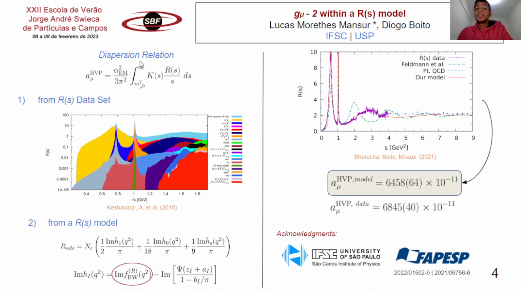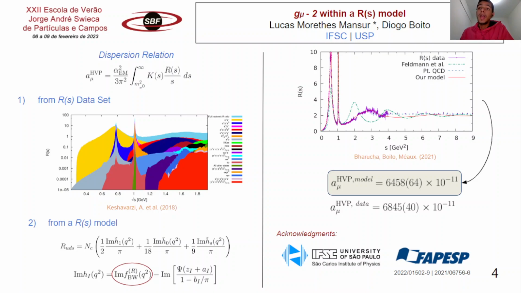The R(s) model that I chose to study is the one that Bharucha, Boyd, and Melnikov constructed in 2021. It's basically an R(s) function based on the light quarks, up, down, and strange. They wrote the uds contributions to R(s) based on Breit-Wigner functions, which are functions related to resonances in high energy physics. And you can notice from this figure that the results from the R(s) data and the R(s) model fit very well. And we can study this R(s) model and see if it fits the results for the g-2 hadronic vacuum polarization contributions.